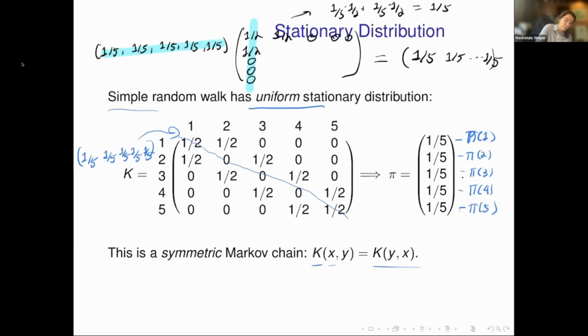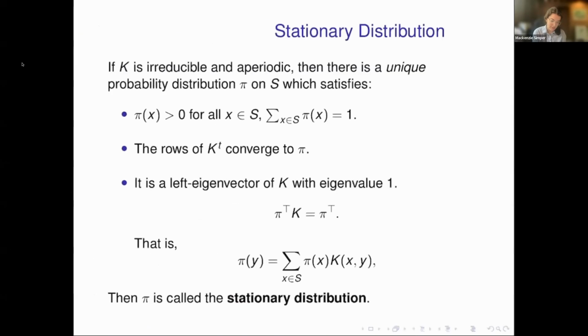Notice though, if I did 1, 1, 1, 1, 1, that would also be a left eigenvector, right? That would also satisfy pi K equals pi, but I need to normalize it to be 1/5 so that it makes sense as a probability distribution. So the 1/5 vector is the unique vector that satisfies this condition where it's a probability distribution, and it also satisfies this condition. It's a left eigenvector with eigenvalue 1.